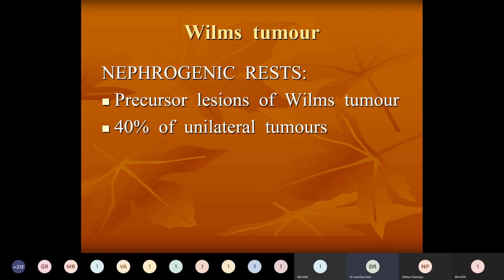So Wilms tumor is associated with three different syndromes. The first one is the WAGR syndrome, the second one is Denys-Drash, and the third one is the Beckwith-Wiedemann syndrome. Now, before we go on to the morphology of Wilms tumor, we'll see what nephrogenic rests are. These nephrogenic rests are nothing but the precursor lesions of Wilms tumor, and they are seen in 40% of unilateral tumors.